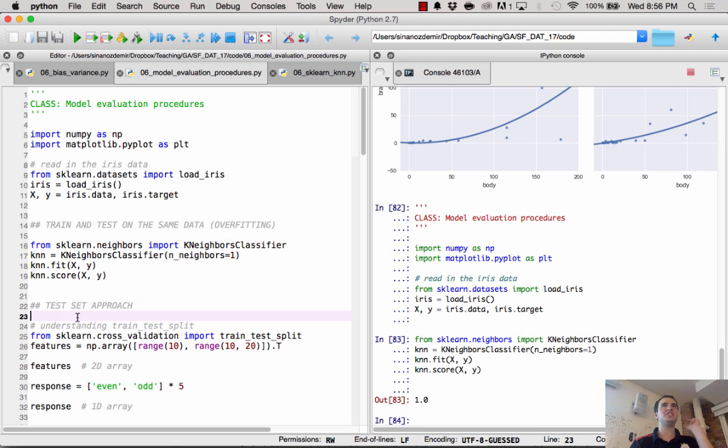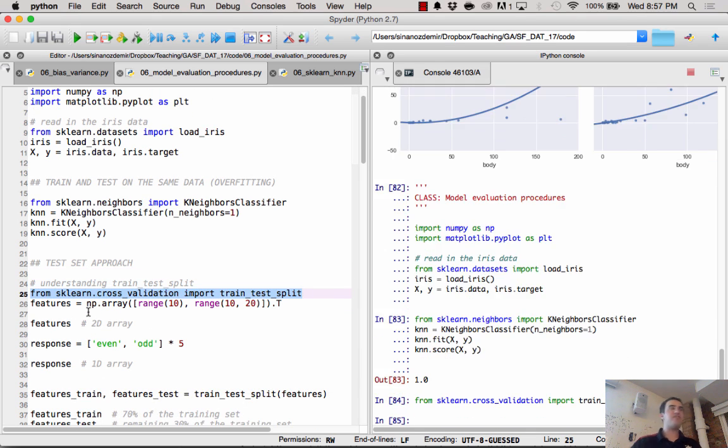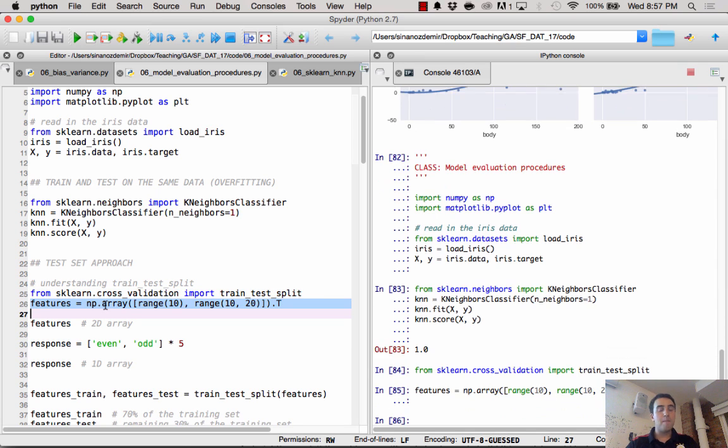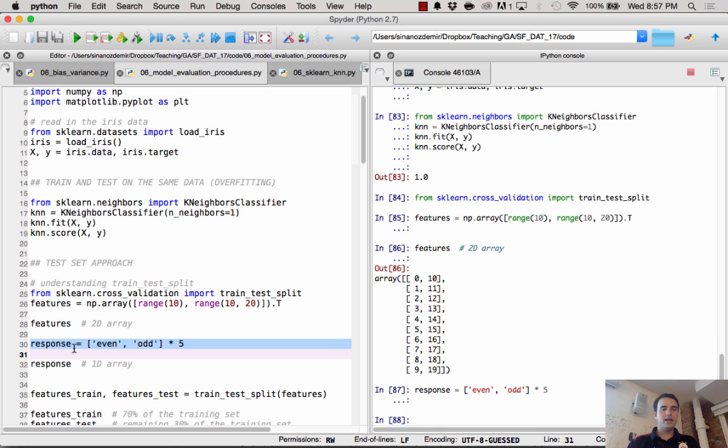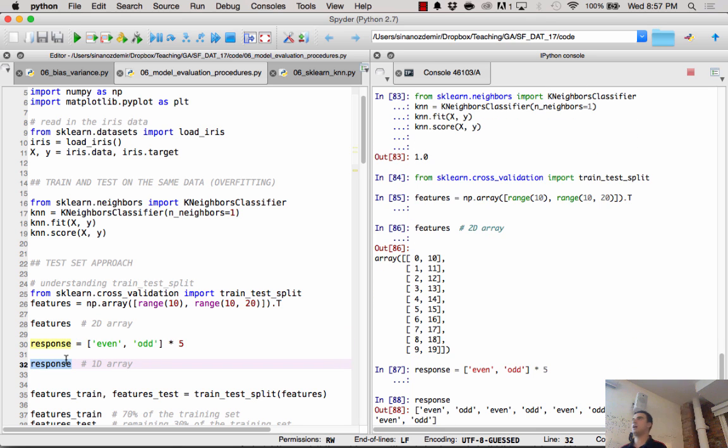Here's how the train test split helps. I'm going to import from scikit-learn, so from sklearn.cross_validation import train_test_split, line 25 of 06 model evaluation procedures. I'm going to use NumPy to make a random set of features, where the first column is 0 through 9, the second column is 10 through 19. That's my data. My response is even, odd, even, odd, even, odd, even, odd, even, odd. Just even, odd times 5.